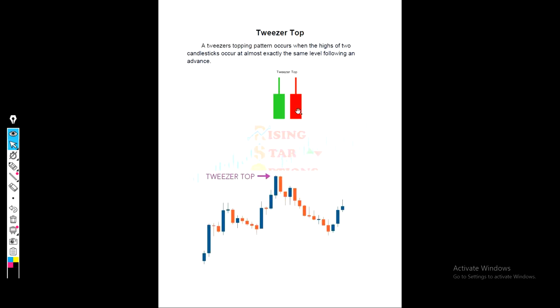Like tweezer bottom, we have tweezer top also. Tweezer bottom we can find at the support level, and tweezer top we may find at the resistance level. Tweezer bottom and tweezer top are both considered trend reversal chart patterns.